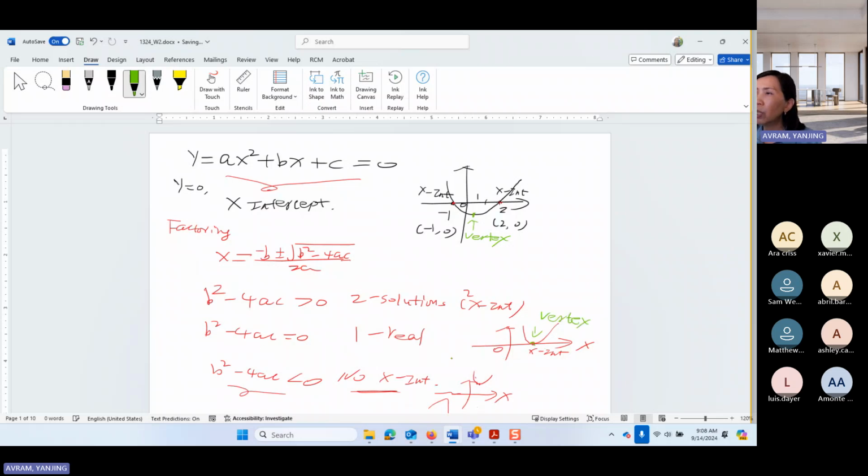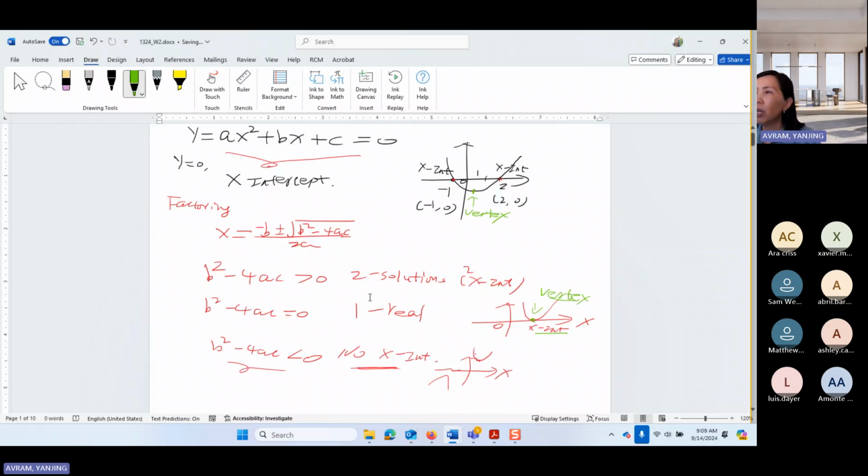Only in this kind of situation, your vertex will be exactly the same as the x-intercept, right? Because this only touches the x-axis at one point. So this one is your x-intercept, and this also is your vertex. And those are very, very rare situations, probably only 5% of the chance, okay?